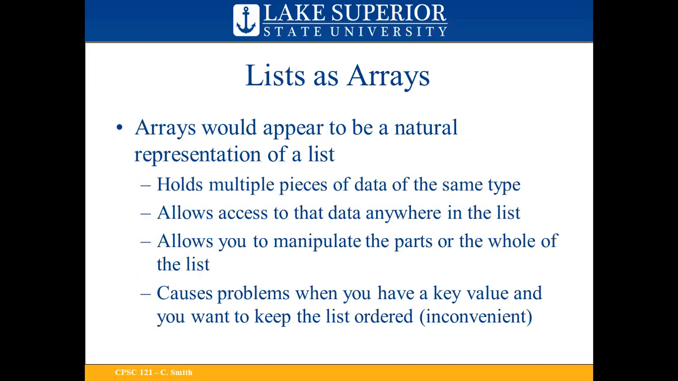Arrays would seem like a natural way to implement a list. You have an array of structs or an array of classes. That is, it holds multiple pieces of data of the same type. It allows access to that data anywhere in the list. It allows you to manipulate the parts or the whole of the list as the array. But it causes problems because when you have a key value and you want to keep the list ordered, you're going to be shuffling things around in the list. If you want to insert in the middle in an array, you have to shuffle things to make room for that insertion to occur.